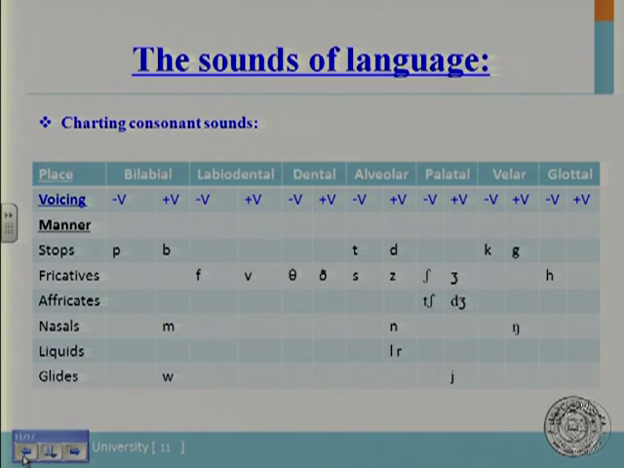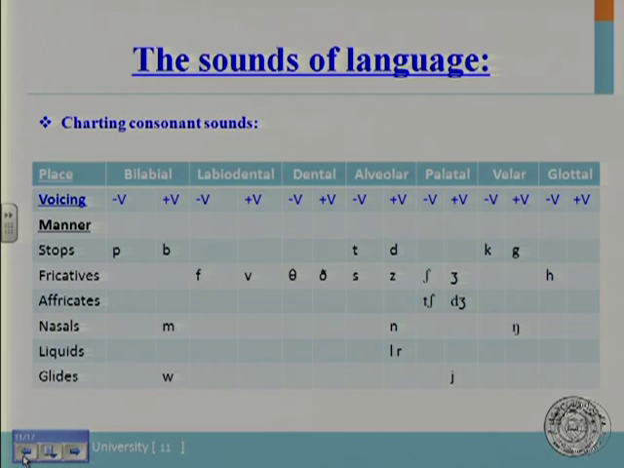Moving to the next group, that is velar. In velar we have two stops. We have k and g, and we say that the velar sound is produced with the help of the back of the tongue in contact with the velum. Of course, k is velar, stop, voiceless sound, and g is velar, stop, voiced sound.